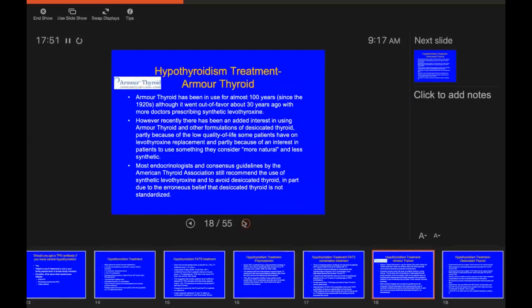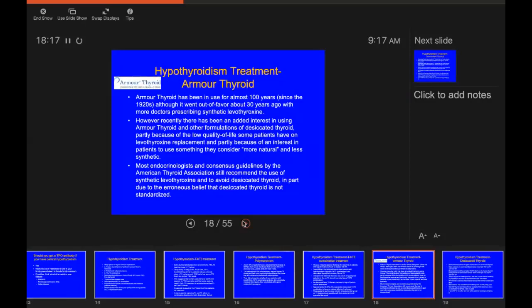So interesting, there are different types of desiccated thyroid. The first one is called Armour Thyroid. Armour, as people know, is a company that makes hams. So they had these leftover thyroid glands they didn't want to sell to the consumer because it has thyroid hormone in it. So they had to figure out what to do with these thyroid glands, so they decided to make a desiccated thyroid preparation. It's been around since the 20s, so almost 100 years of use.